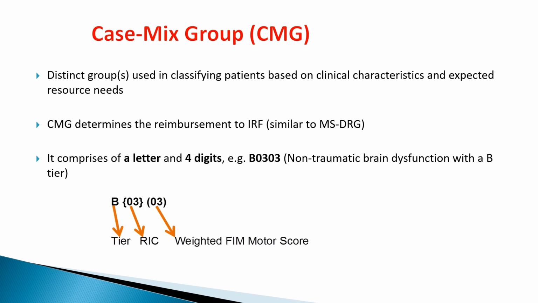Case mix group, CMG. Distinct groups used in classifying patients based on clinical characteristics and expected resource needs. CMG determines the reimbursement to IRF, similar to MS-DRG. It comprises of a letter and 4 digits, example, B0303, non-traumatic brain dysfunction with AB tier. As illustrated below, B is the tier. 03 is the RIC. 03 is the weighted FIM score.